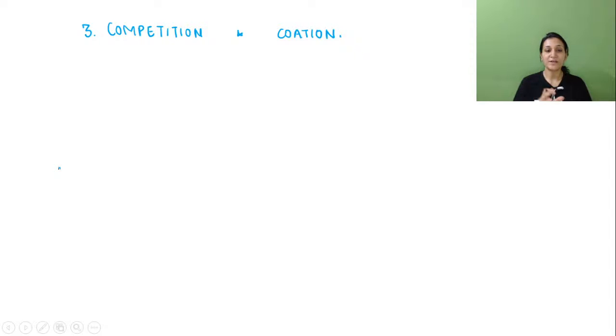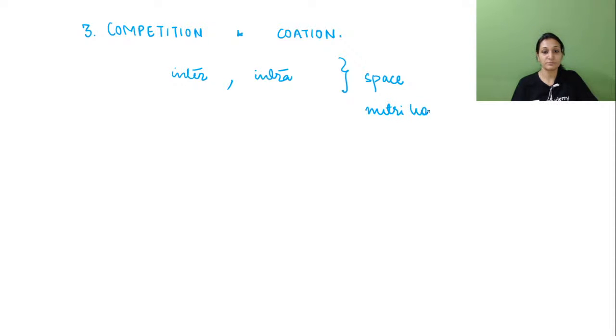Competition and coaction. After aggregation, a large number of individuals of a species has occupied that area. That particular area would be a limited area. It cannot be infinite, right? So it is obviously limited space. So there develops a competition between species or between individuals of the same species. That comes under competition. Two types of competition can be seen, interspecific or intraspecific. These competitions occur for space and for nutrition.